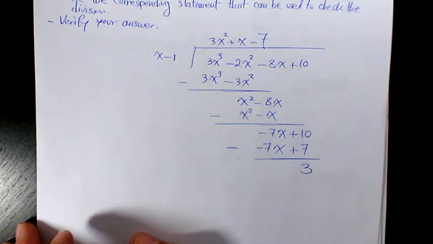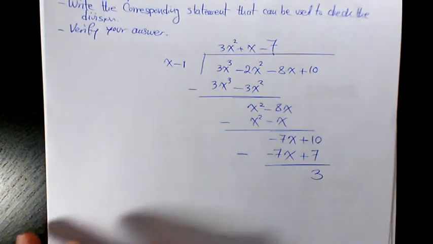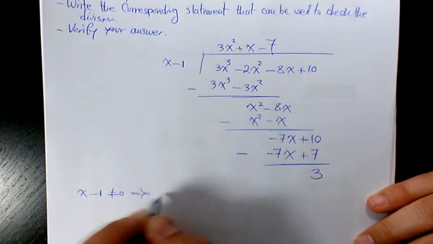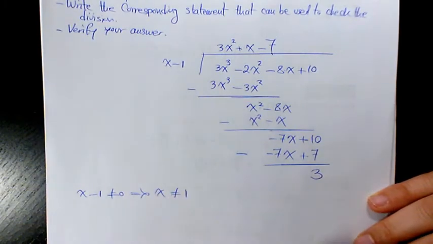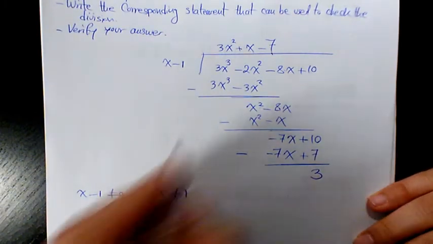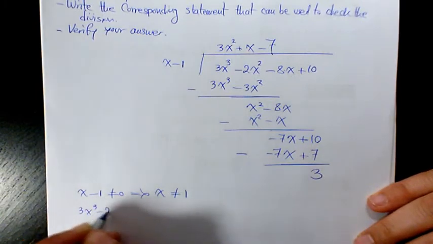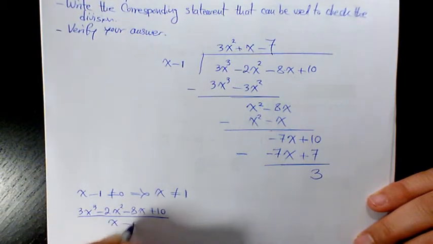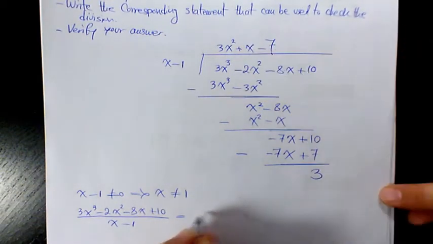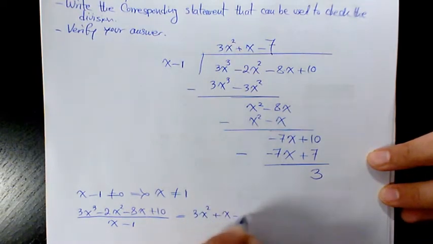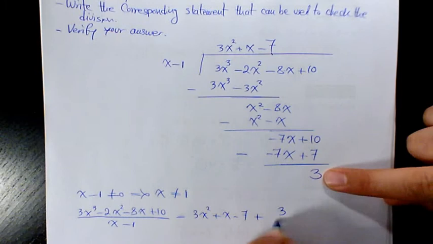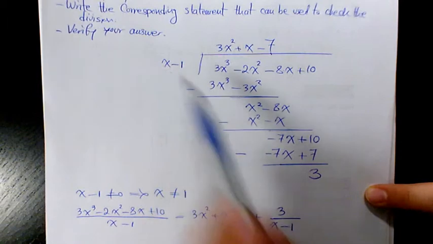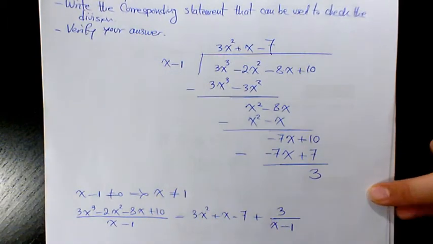What is going to be the restriction? The restriction is going to be x minus 1 cannot be 0, which means that x cannot be 1. And we can say 3x cubed minus 2x squared minus 8x plus 10 divided by x minus 1 equals 3x squared plus x minus 7 plus 3 divided by x minus 1, because this is the remainder. So it's going to be r divided by this expression here, x minus 1.